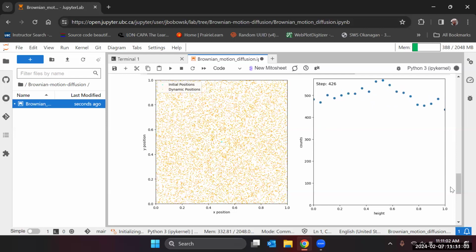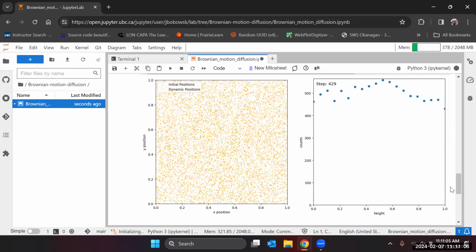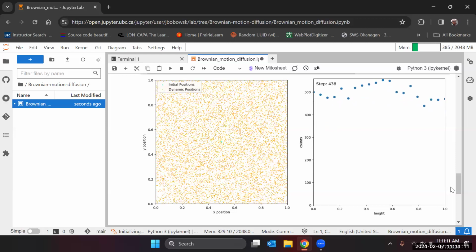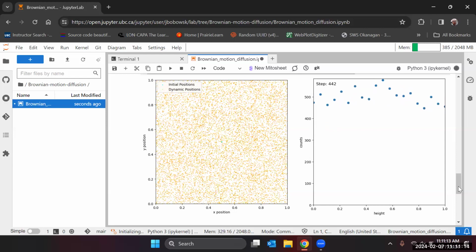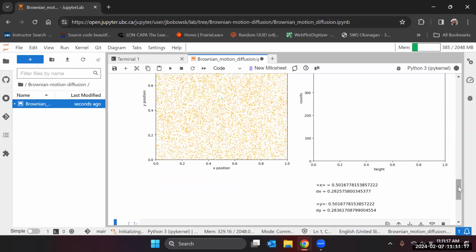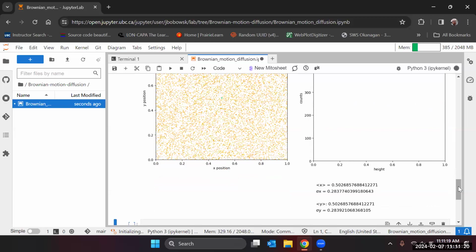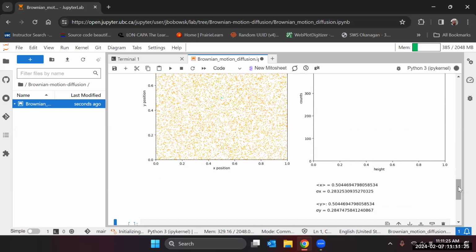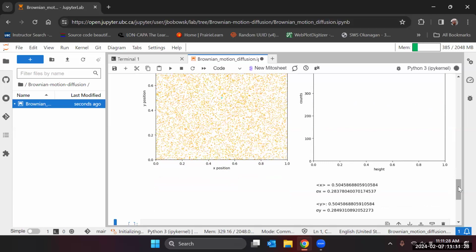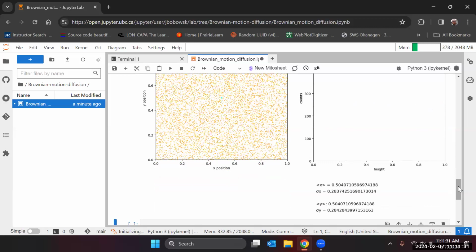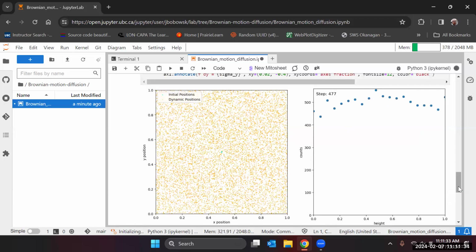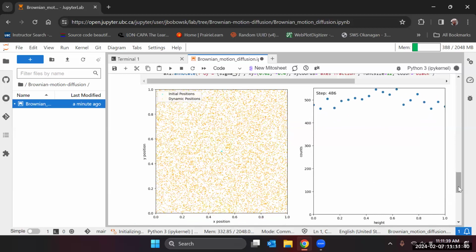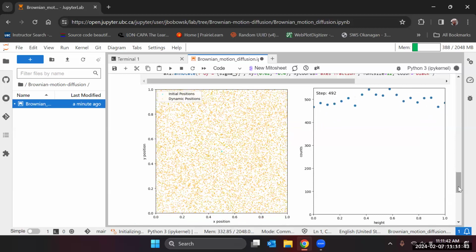Okay, and so now you can see the particles are more or less evenly distributed. And when we look at the particle number as a function of the height, it's flat. Nevertheless, when we look over here, the average position is still 0.5 in the X and Y directions. And there's some standard deviation that has grown, and it grows as time evolves because our particles spread out further and further. Eventually, I think this will reach 499, and it'll stop. And then we'll just have this kind of uniform distribution of particles.